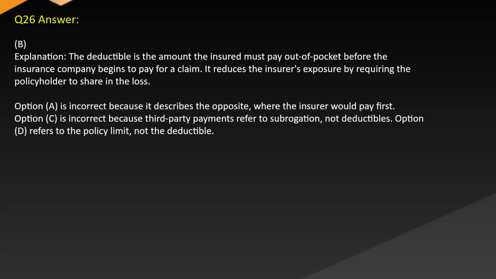Option A is incorrect because it describes the opposite, where the insurer would pay first. Option C is incorrect because third-party payments refer to subrogation, not deductibles. Option D refers to the policy limit, not the deductible.